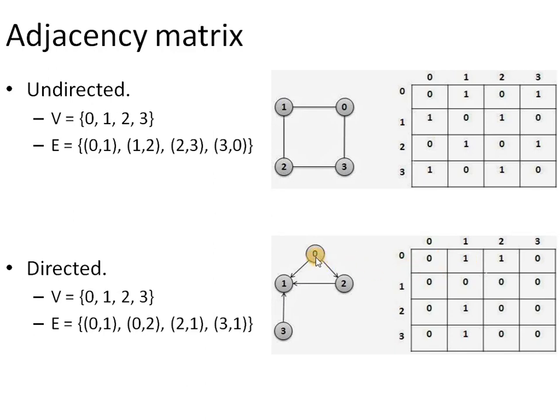So here we have only two edges, 0, 1 and 0, 2, which are originating from vertex 0. Accordingly, if we look at the entry 0, 1, we have put 1. If we look at 0, 2, then also we have put 1. But there is no edge existing like 2, 0, so if we look at the 2, 0 entry, then it is equal to 0.